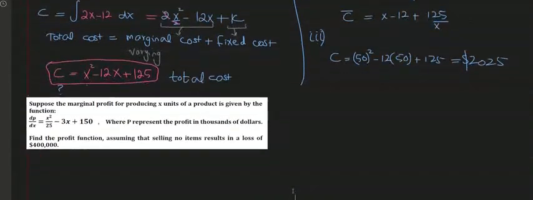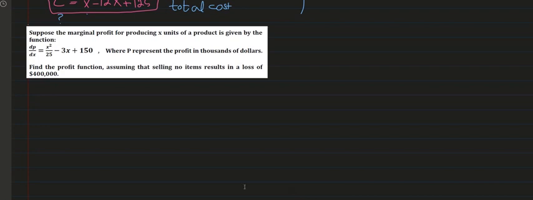So what we will do is that we will get the profit. We are required here to find the profit, which is the capital P, assuming that selling no items results in a loss of 400,000. Now first, let's think about the profit. This capital P represents the profit as usual in thousands of dollars. And what we are given is the dP by dx. Can we know what's the P from that given?